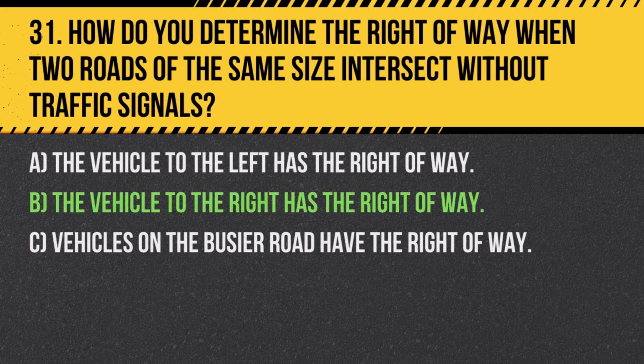Answer: B. The vehicle to the right has the right of way. This rule helps prevent confusion and accidents at unsignaled intersections.